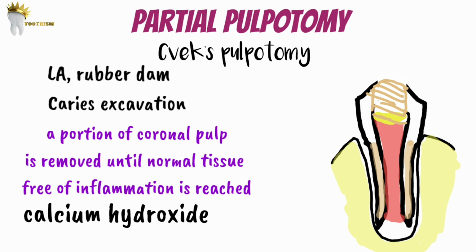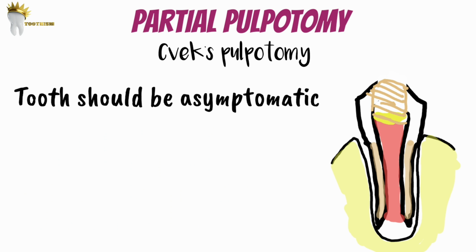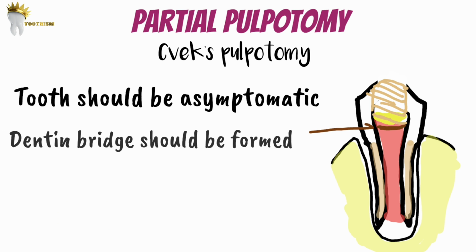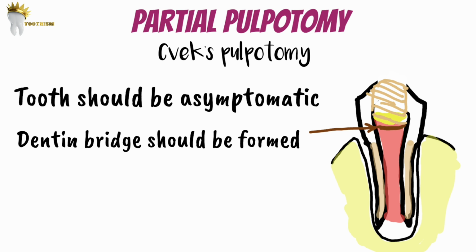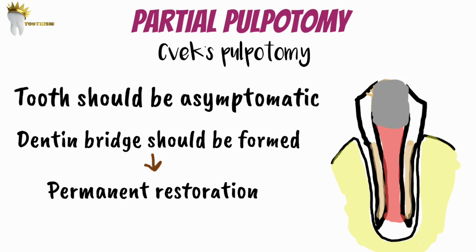Then a recall visit is scheduled. In the recall visit, the tooth should be asymptomatic and the radiograph should show a formation of a dentine bridge. Once this is confirmed, a permanent filling is done with the most commonly used restorative fillings.